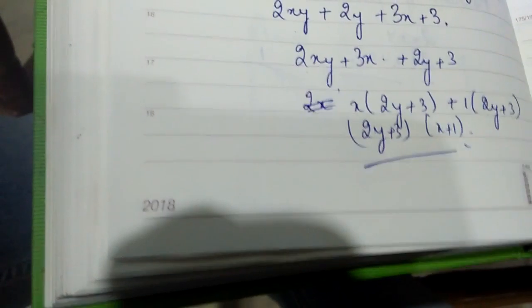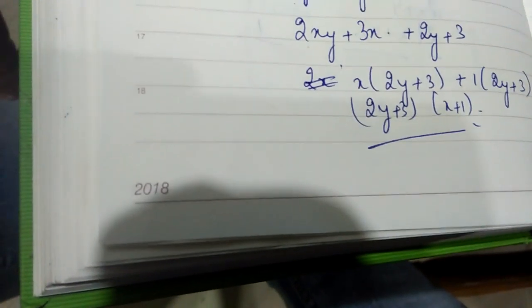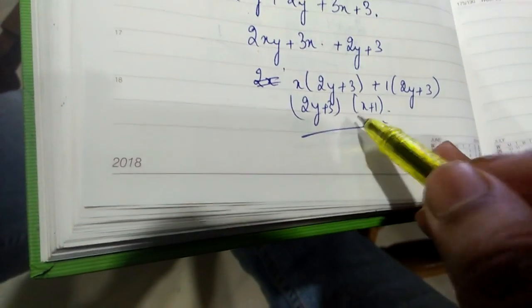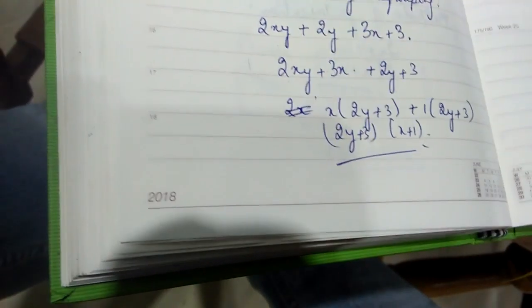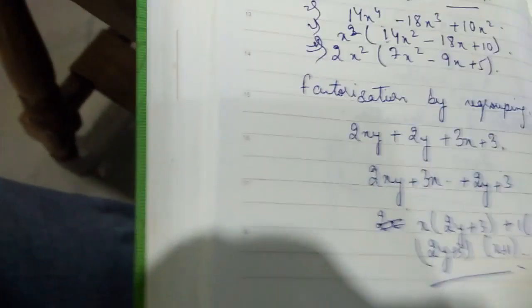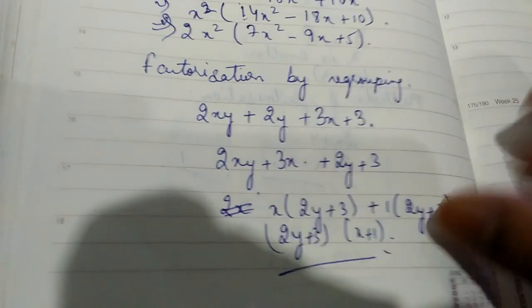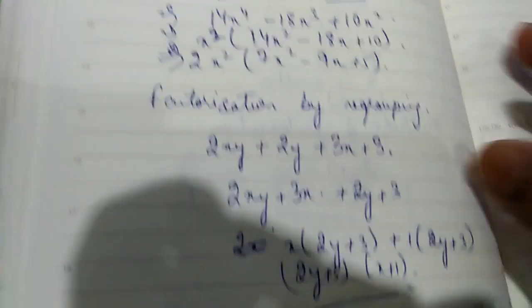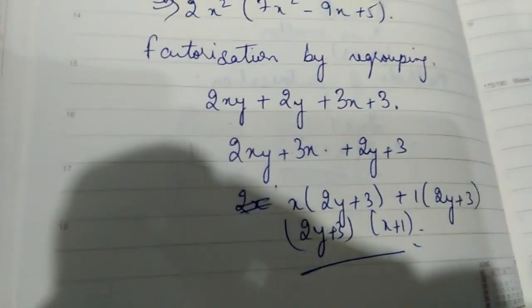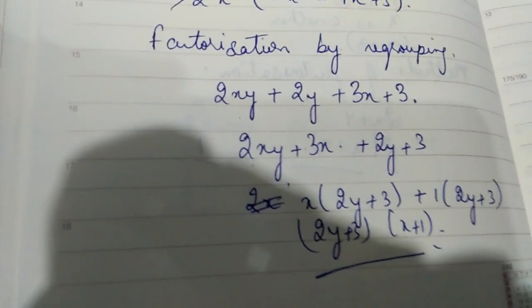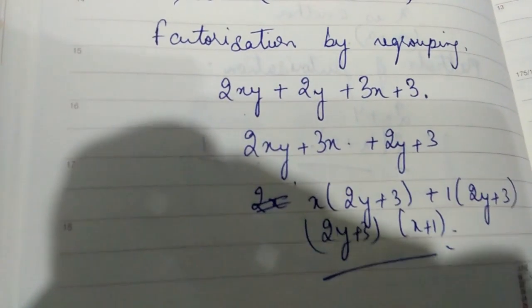So this is how we can get these two factors, x plus 1 and 2y plus 3. Alright, so this is how regrouping is done. Regrouping is nothing but rearranging or finding a group which can be reduced to a more suitable form to find factors. Okay, so let's take another question.